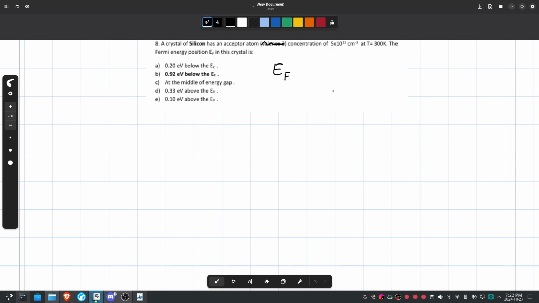And we know the acceptor atom concentration. So that's going to be that our p0 is going to be equal to, we can just assume it's 5 times 10 to the 15. It doesn't say, so we're going to assume that there's no donor doping, and that this is much, much greater than the n0. But you could pretty much do that almost all the time.